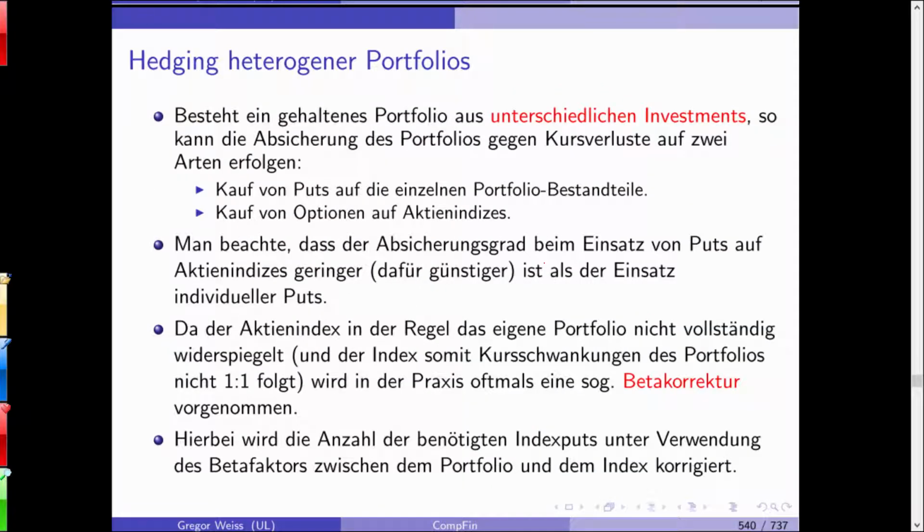Now, if you have a heterogeneous portfolio, you can try to hedge against different investments, of course. You can buy puts on the individual portfolio constituents, or you can buy options on a stock index. However, this comes at a price.